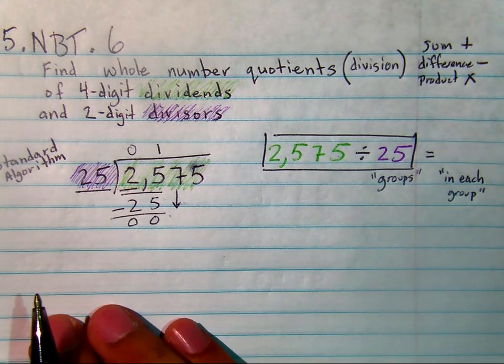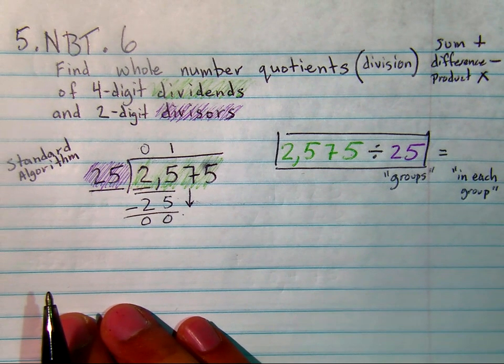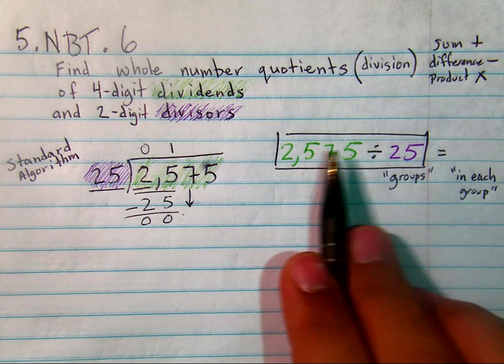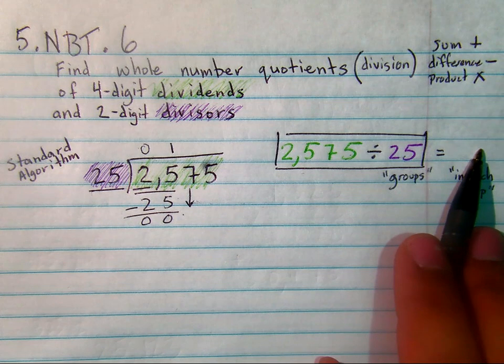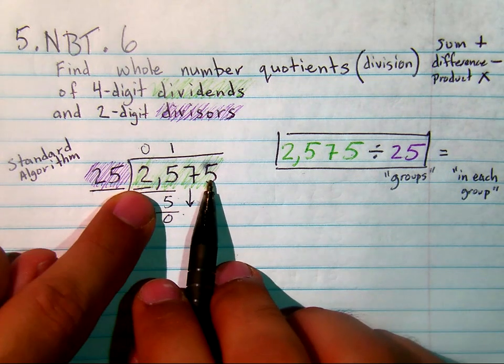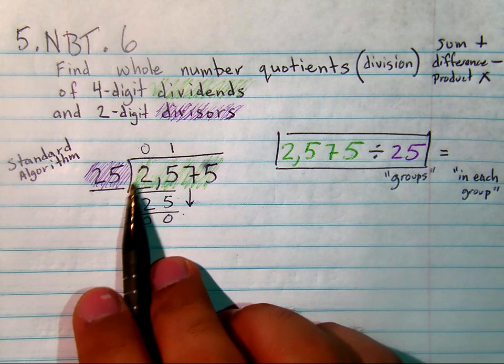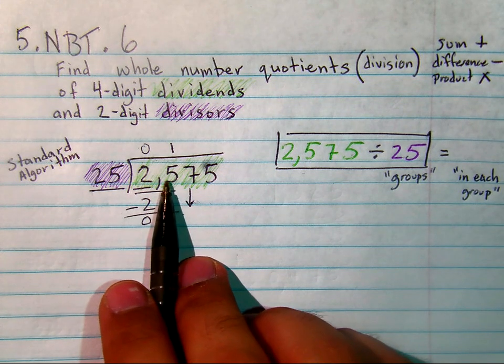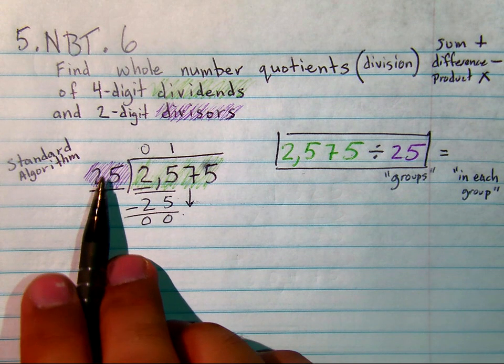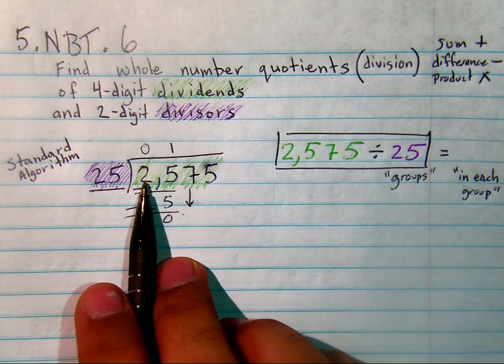So the language part does play a role in understanding, remembering and understanding why we do things in these orders. So the dividend, the number we're starting with, is going to go inside the standard algorithm. And the divisor, the groups, that's going to be the number outside of the standard algorithm.